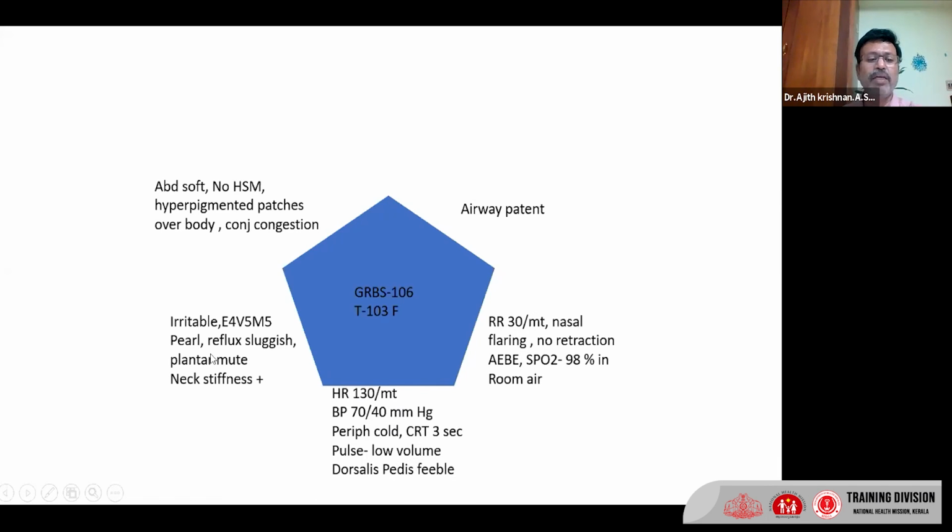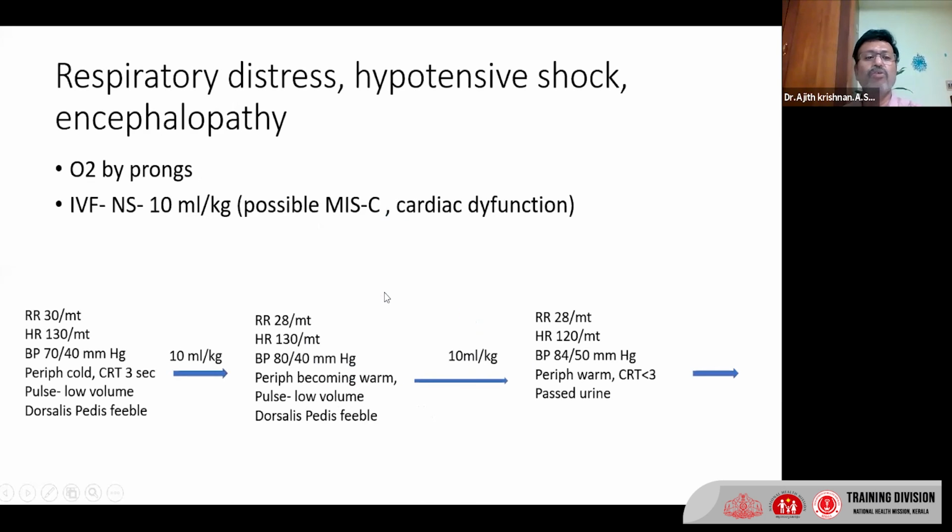The child is irritable, pupillary reflex sluggish, plantar there is no reaction, and there is neck stiffness. So we thought of meningitis, meningoencephalitis. No hepatosplenomegaly, but there are hyperpigmented patches over the body. Rashes were there and conjunctival congestion. So we thought of a KD-like presentation of MIS-C, and gave oxygen by prongs and IV fluid, normal saline.